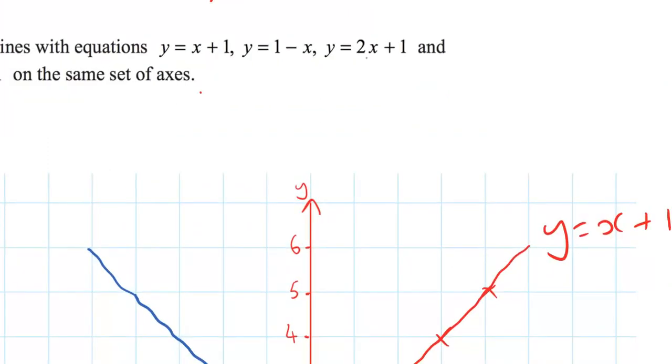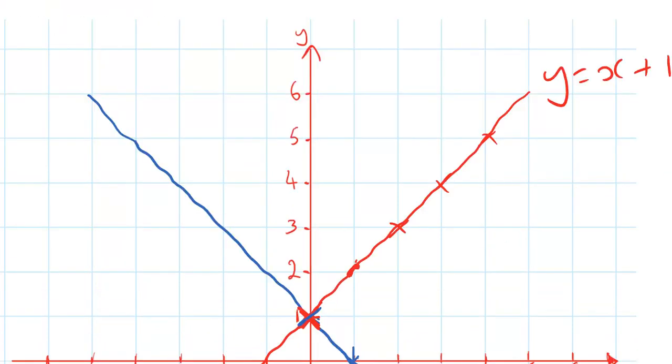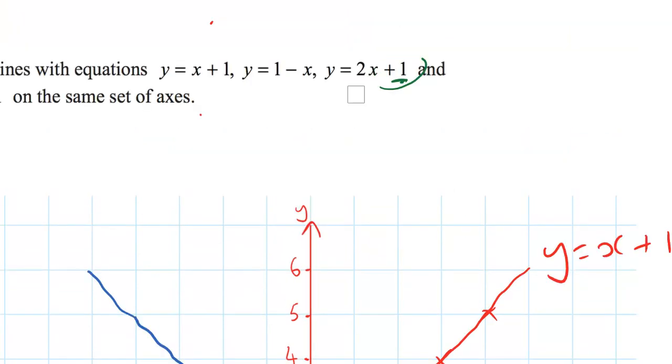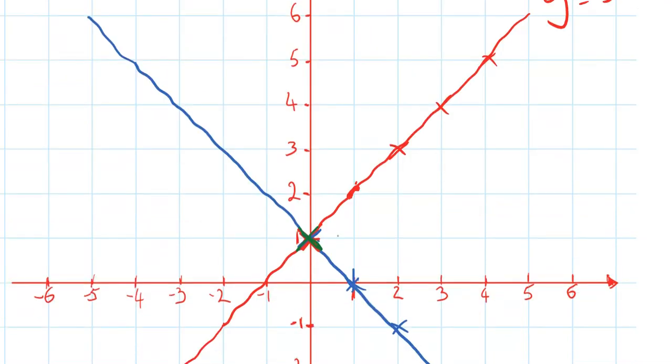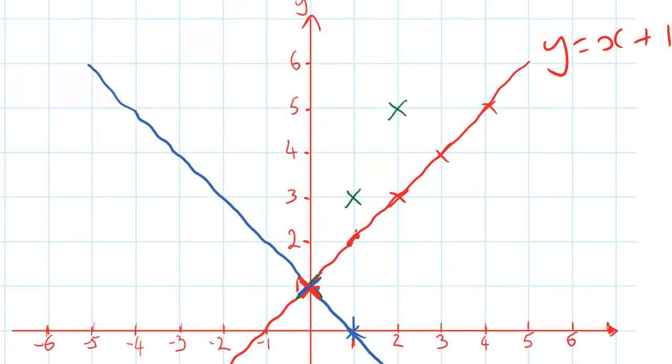So this time, exactly the same as last time, we are crossing at plus 1. Let's mark that point there. Okay, and this time, though, the gradient is 2. So every time I go 1 across, I'm going to need to go 2 up. So 1 across, 2 up would be here. 1 across, 2 up is there. 1 across, 2 up, and so on.